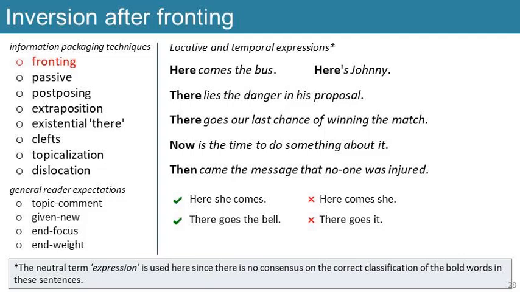The third type of expression that necessitates the inversion of subject and verb is a few locative and temporal expressions. For example, here in "Here comes the bus," "Here's Johnny," and "Now" in "Now is the time to do something about it." Note, however, that the normal subject-verb order is used following such expressions when the subject is a pronoun, not a noun. So, for example, it must be "here she comes," not "here comes she."